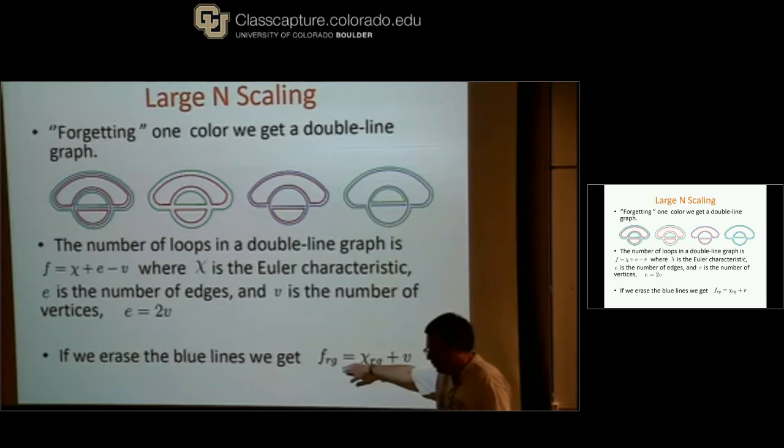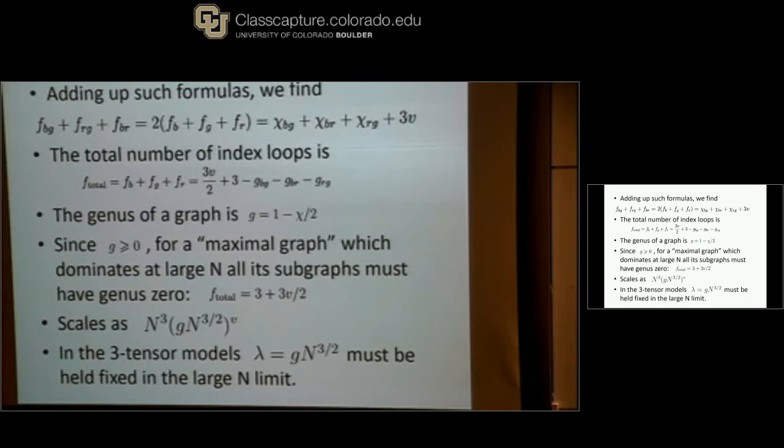Now we play exactly the same game for having erased the other colors. So we can also do this counting for blue-green and blue-red. That's the equation on top. Now add them together, and you get 2 times the number of blue plus the number of green plus the number of red loops. But what you're after is exactly this F_B plus F_G plus F_R. That gives us the total number of loops, which is the total power of n. So just a trivial algebraic step, you say that F total is 3V over 2 plus 3 minus the genus of the blue-green minus the genus of the blue-red minus the genus of the green-red.